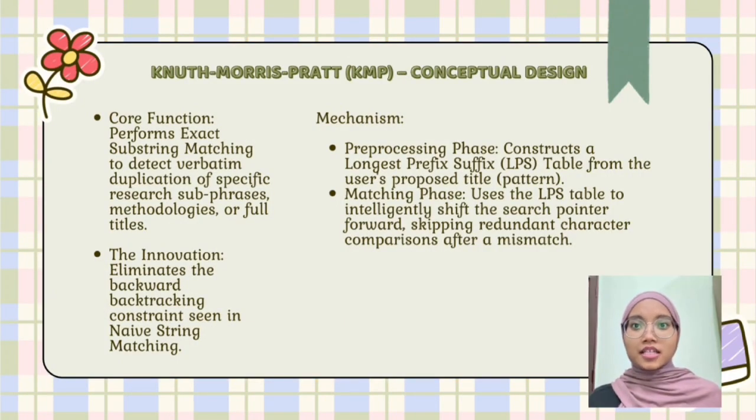Now let us look at the conceptual design of the Knuth-Morris-Pratt KMP algorithm. KMP is integrated into our system specifically for exact substring matching. Its main job is to instantly flag verbatim, word-for-word duplication of research methodology or sub-queries. Unlike traditional naive search, which completely resets its pointer during a mismatch, KMP pre-calculates pattern characteristics into a longest prefix suffix, or LPS, table. This allows the search window to jump forward efficiently, skipping unnecessary character comparisons.